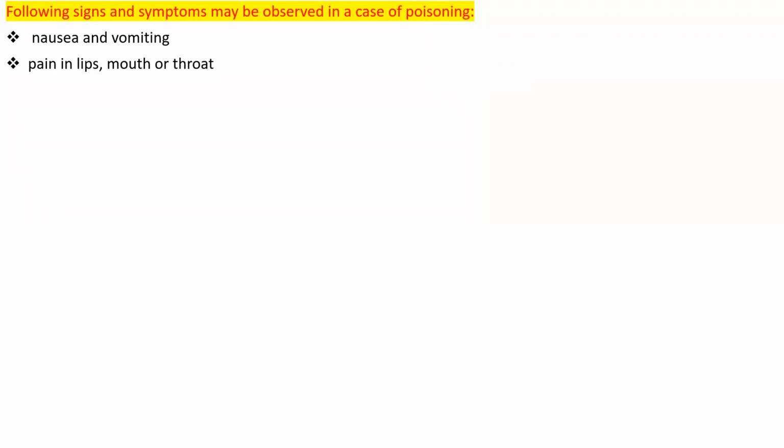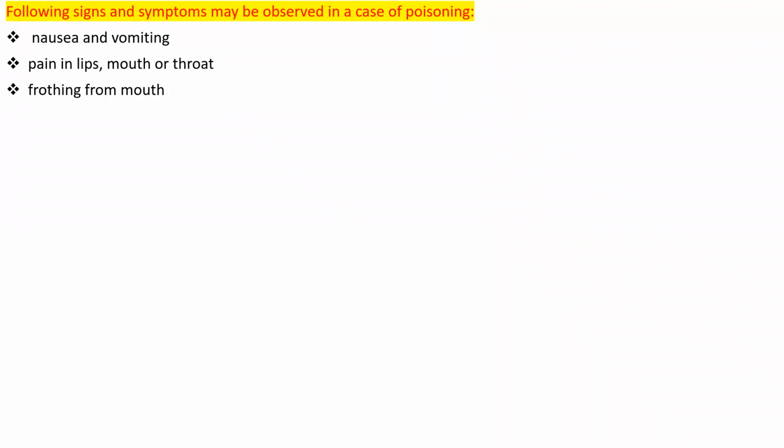Swallowing. Okay, there will be swallowing, pain in the lips. If you swallow some toxic substances, there will be pain in your lips, mouth, throat, esophagus, all those things. So there will be pain in all of these. This is another symptom. Okay, next is frothing from the mouth. Do you know what frothing is? Frothing from the mouth is a very common symptom.